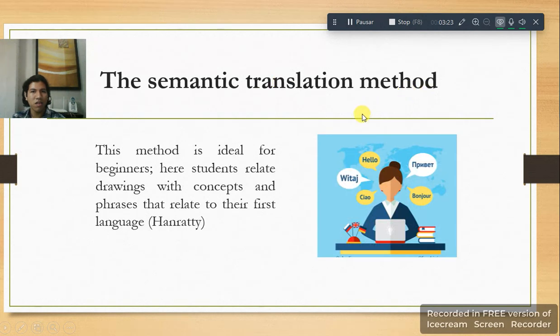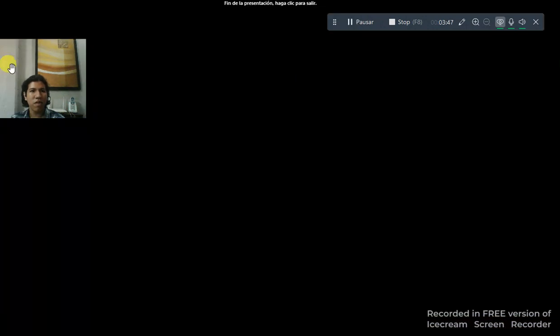Next is the semantic translation method. This is the final method. This method is ideal for beginners, where the student relates a drawing with a concept and a word in their mother language, like hola, and the teacher says, yes, hello is hola in Spanish, and hello is grammatically correct for the drawing that you have, and the student can repeat the sentence 10 times. And this is the final method.